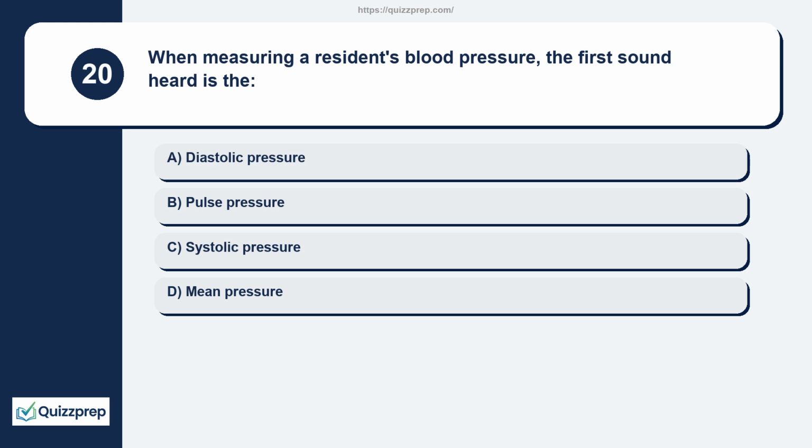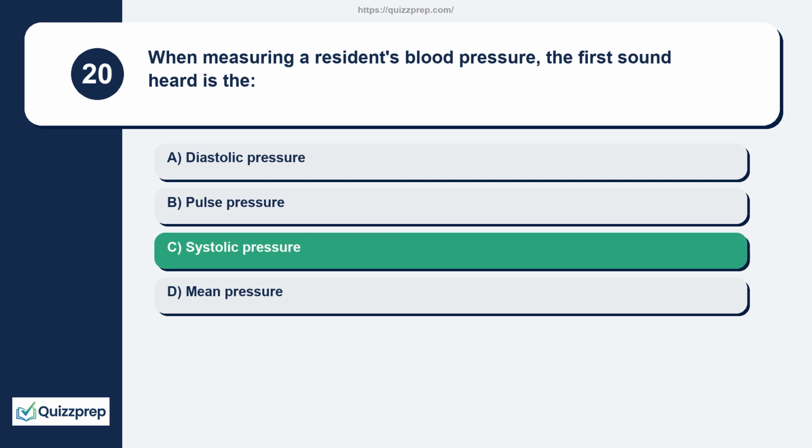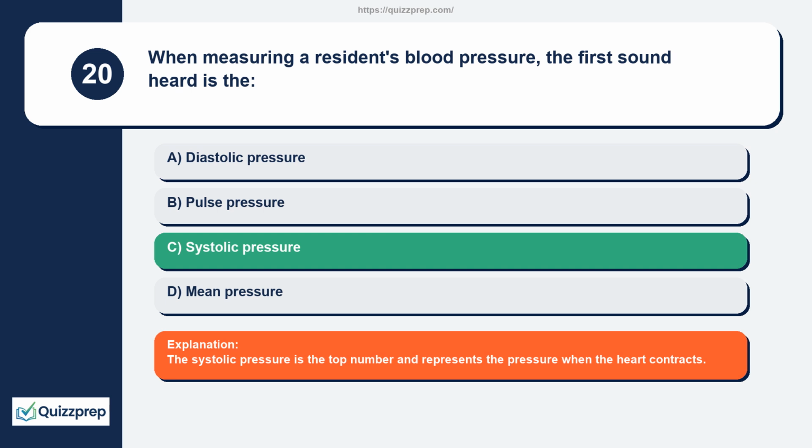Question 20. When measuring a resident's blood pressure, the first sound heard is the diastolic pressure, pulse pressure, systolic pressure, or mean pressure? The systolic pressure is the top number and represents the pressure when the heart contracts.